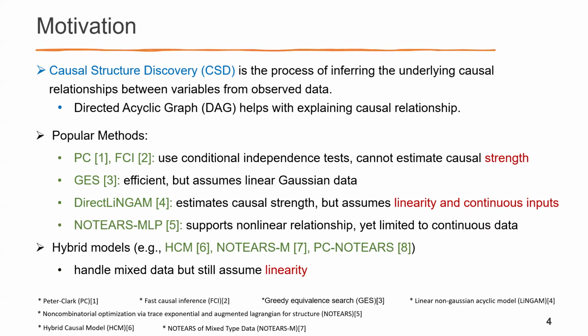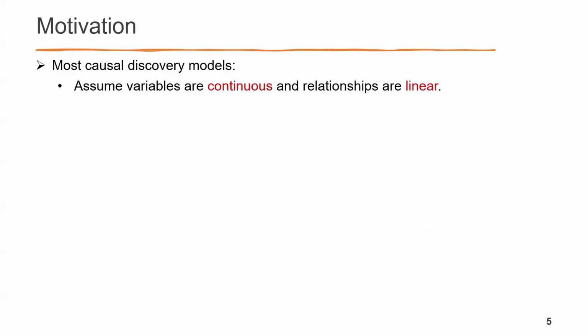Most of these causal models assume only continuous or only discrete variables. There are hybrid models like HCM, Notears-M, and PC Notears, proposed to handle mixed data, but they still assume linearity in the data relationships. So from the literature, we know that most CSD models assume variables are continuous, so they will fail with binary disease outcomes, such as in the heart failure dataset.